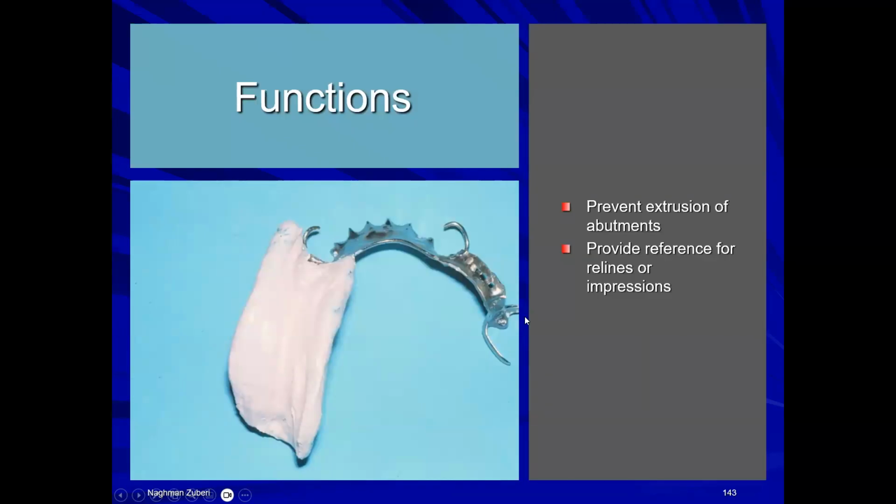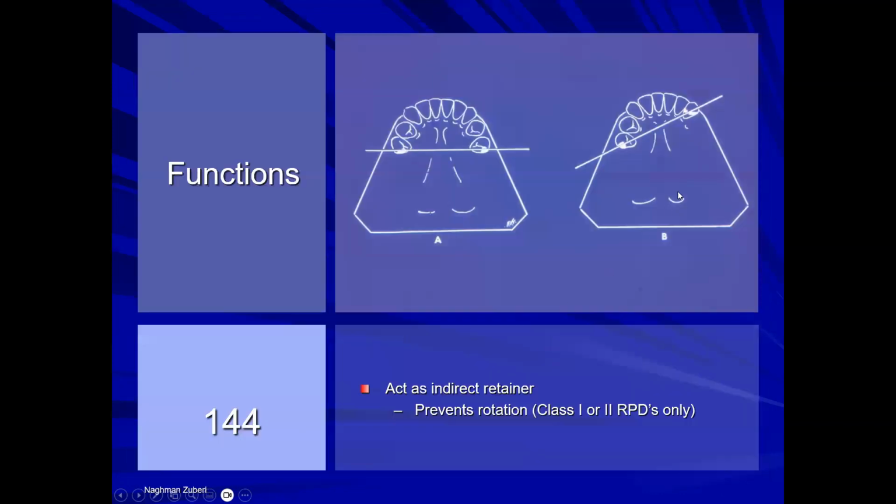When we are taking impressions for the distal extension and the altered cast technique, these rests also help us guide where to place the denture with the impression material in it. Or when we are relining the RPDs, they also guide us where to place the denture while taking the impression. So it is also one of the functions of these rests.